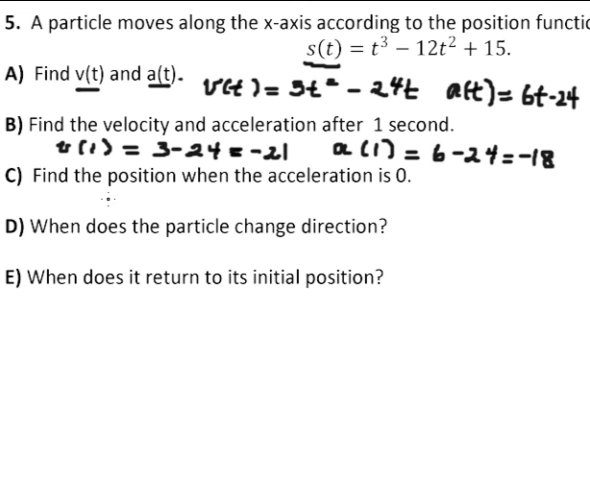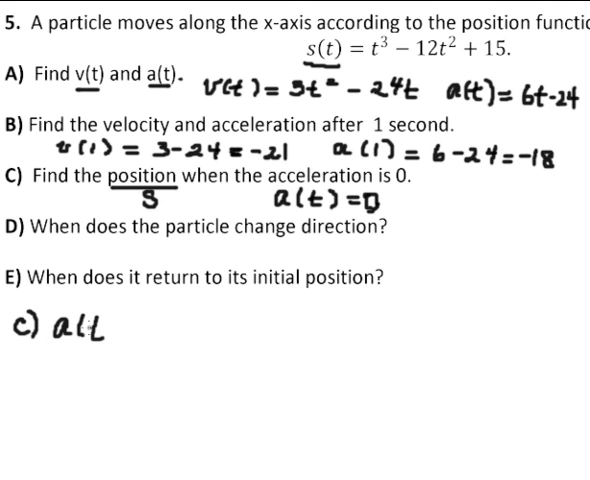Okay, in part C, find the position. Now remember, position, that's s. Find the position when the acceleration is 0. That's when a of t is equal to 0. So first we have to figure out when is a of t equal to 0. Let's do part C down here. Alright, so we're going to solve a of t equals 0. Here's a of t right here.